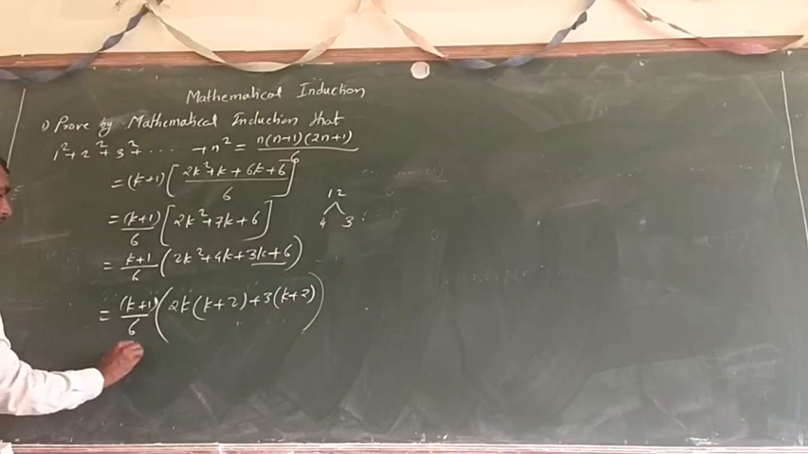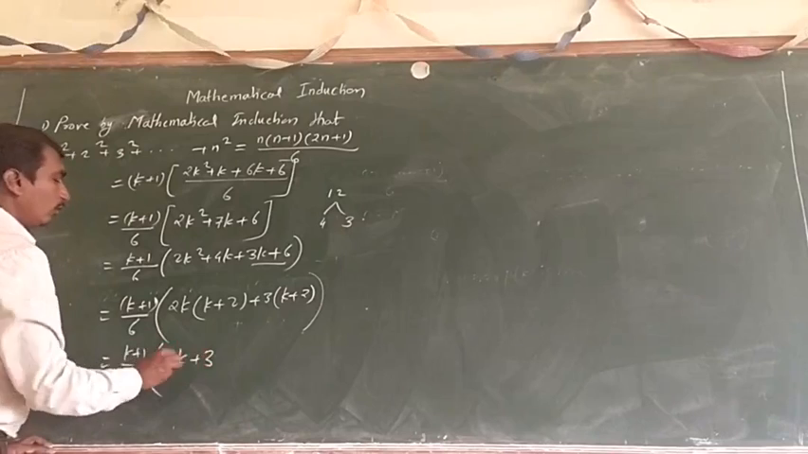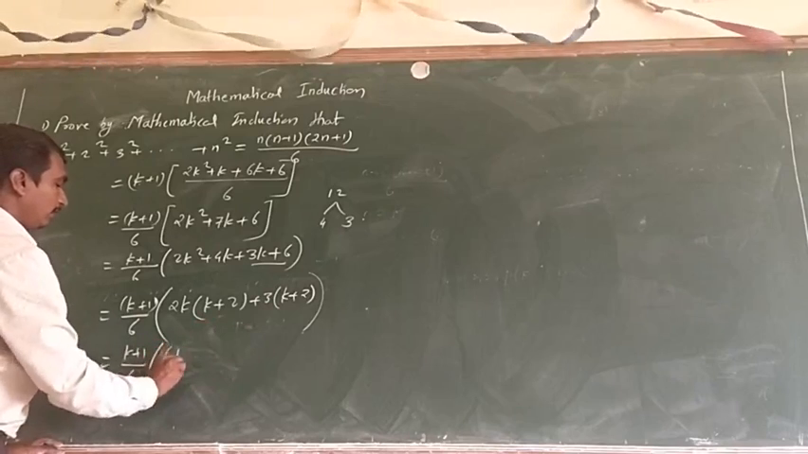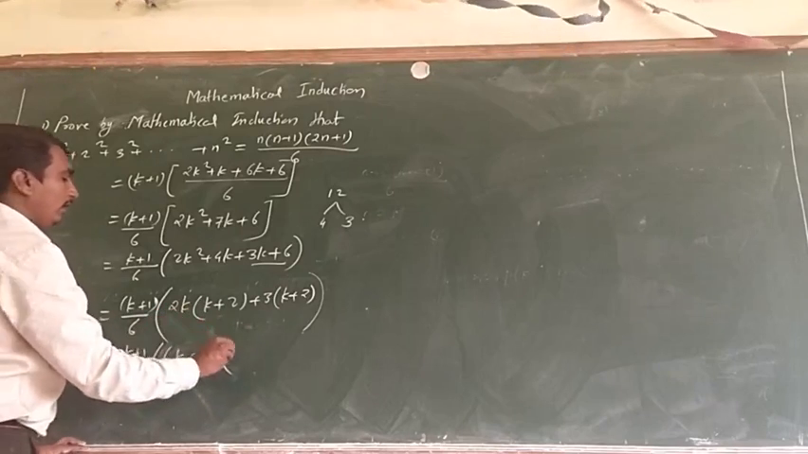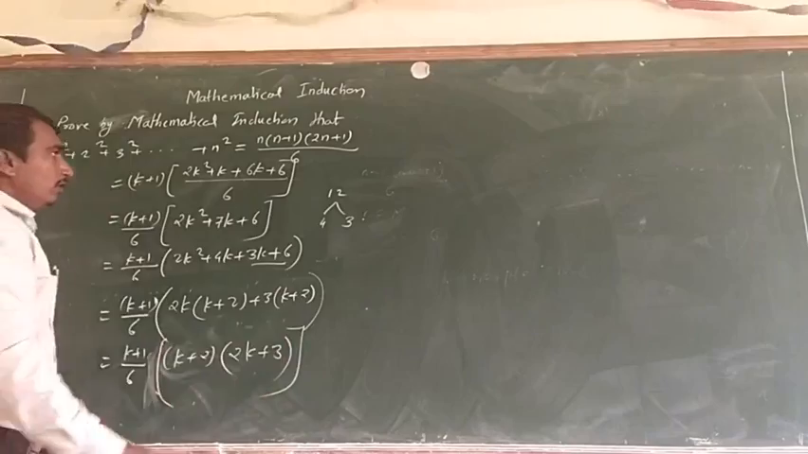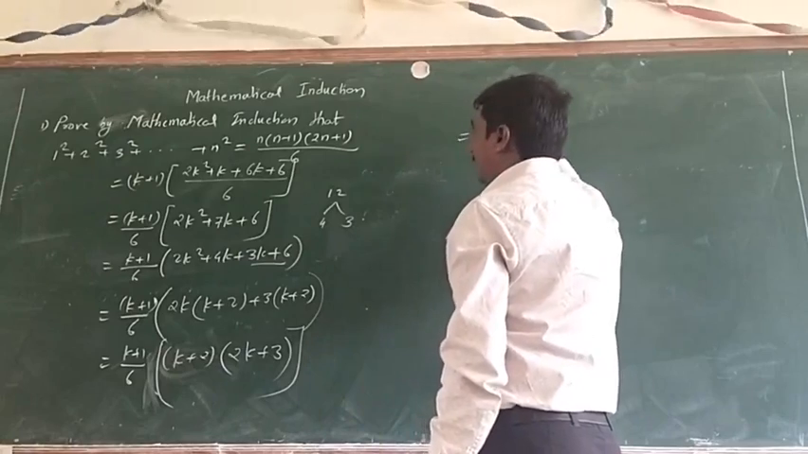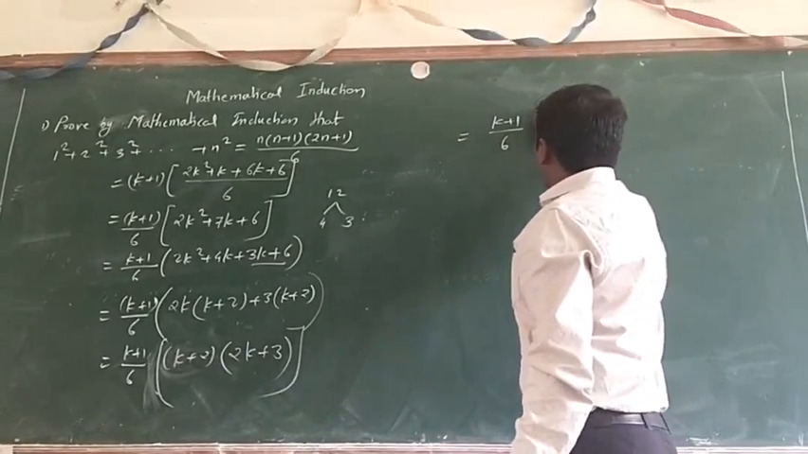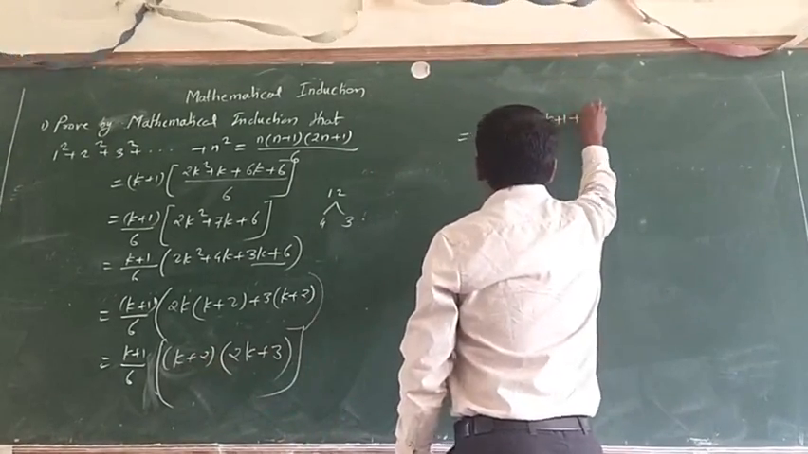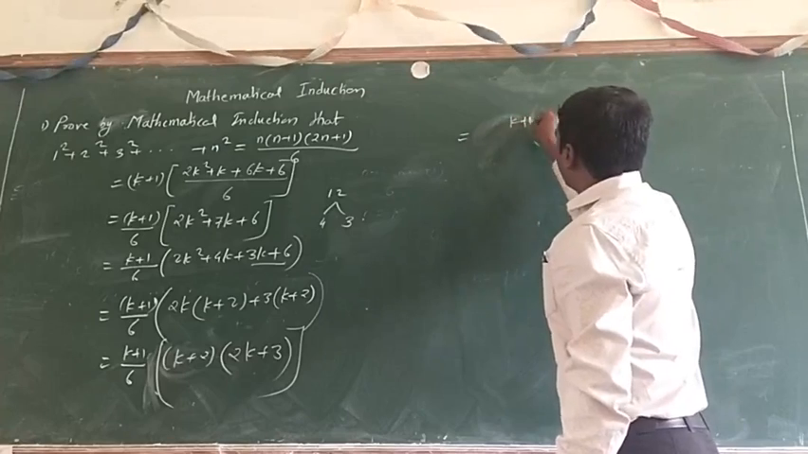So this is equal to k plus 1 by 6 into bracket 2k plus 3, or first we take k plus 2 as the common one, that is k plus 2 and left with 2k plus 3. So therefore that is equal to k plus 1 by 6 into bracket, this is k plus 2, we write it as k plus 1 plus 1. We write here k plus 1.